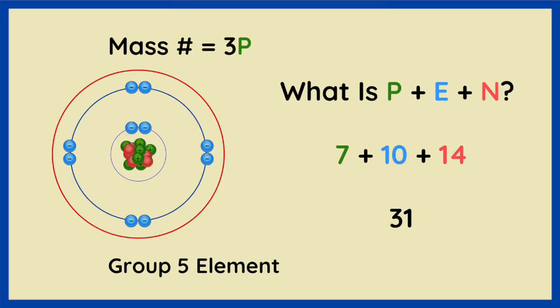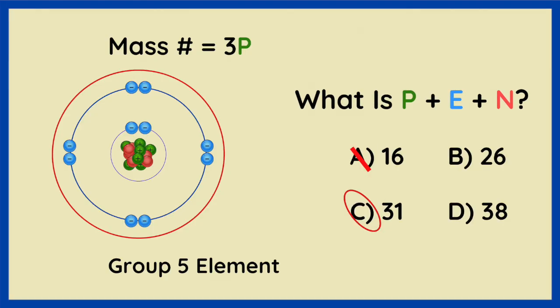So to answer the question of interest, the sum of protons, electrons, and neutrons is 7 plus 10 plus 14 respectively, which corresponds with the correct answer of C, 31. There are 31 protons, electrons, and neutrons in this atom.